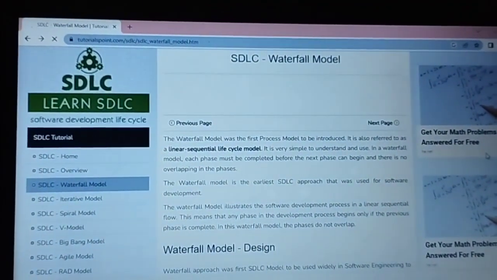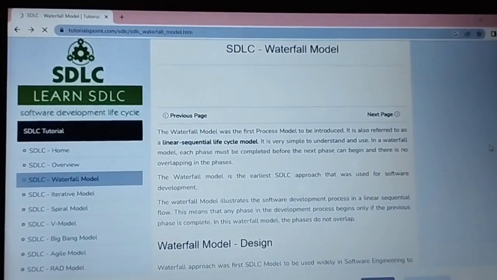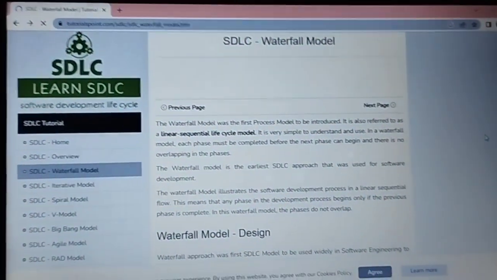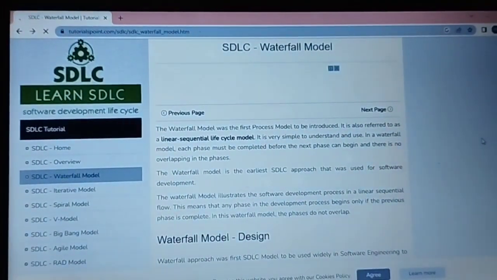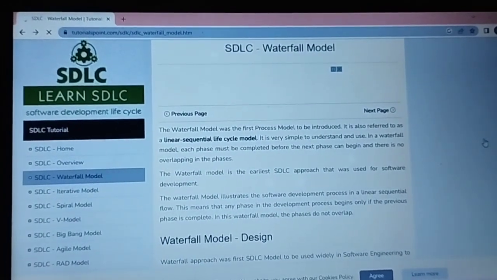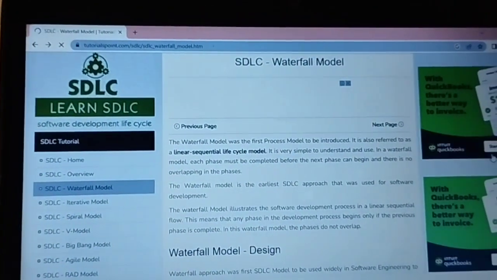In this lecture, we learn about the waterfall model. The waterfall model was the first process model to be introduced. It is also referred to as a linear sequential life cycle model. It is very simple to understand.